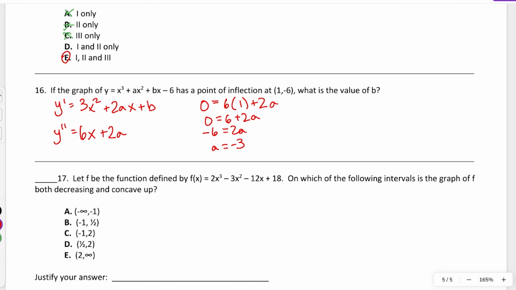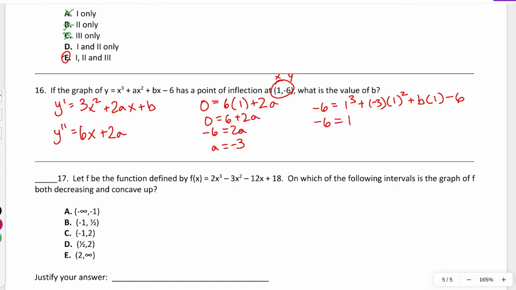So now we know a, and we can use that to find b. If we go back to the original equation y, we know that we have the point (1, -6). So we can plug that into x and y. We can also plug in our a value, and the only unknown left will be b. So y is -6, x is 1, a is -3, x is 1, b is what we're trying to solve for. Here's our setup. We're going to solve this for b.